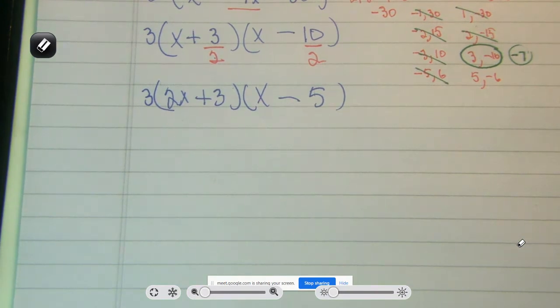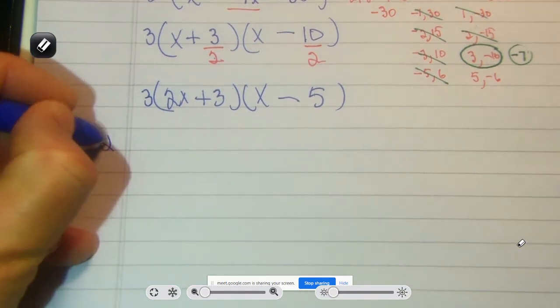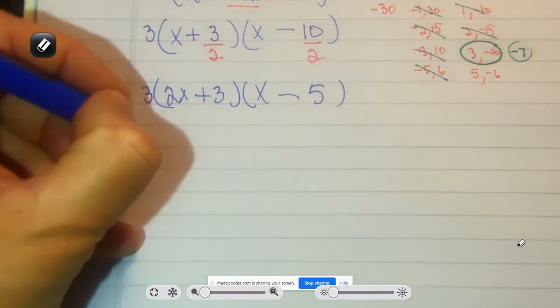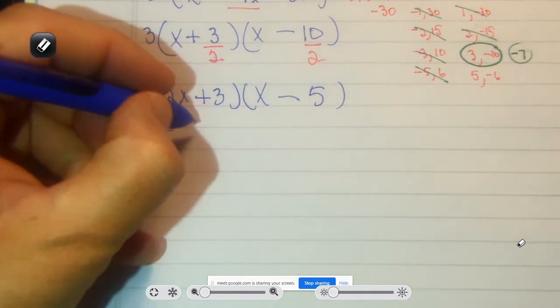All right, it might seem a bit complicated, but I'm going to tell you right up front, having factored a lot over the years, it's by far the easiest way to factor if you can get the hang of it.